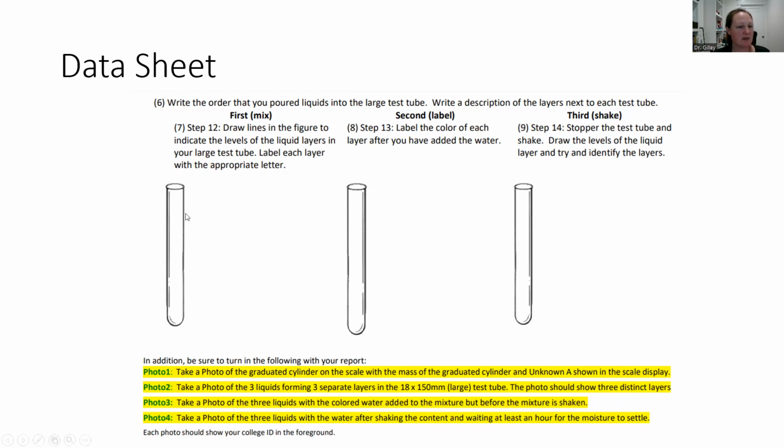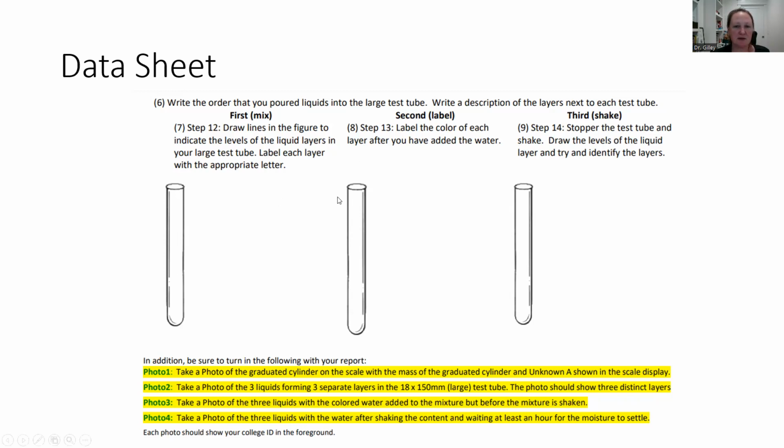So you'll draw in what that looks like. Draw some lines where your layers are separated. It does suggest that you use a different amount of liquid for A, B, and C to keep track of them. And then you'll label it. So maybe A was on the bottom, and then C, and then B. Make sure you're labeling each layer with the appropriate letter.